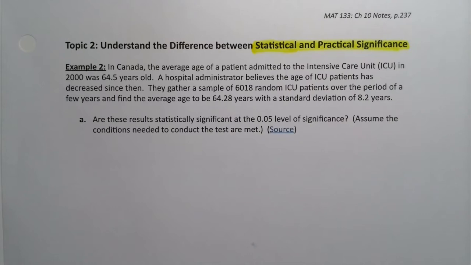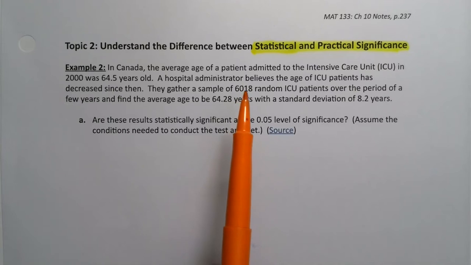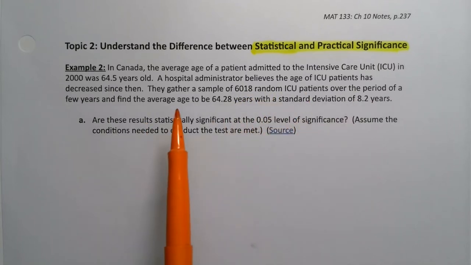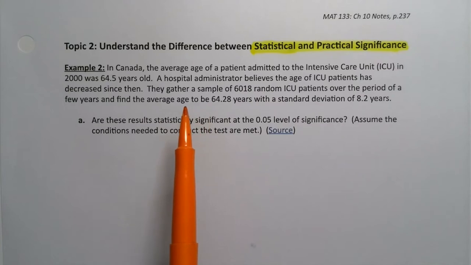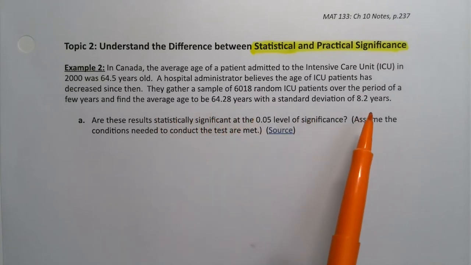All right, so in Canada, the average age of a patient admitted to the intensive care unit in 2000 was 64.5 years old. A hospital administrator believes that the age of ICU patients has decreased since then. They gather a sample of 6,018 random ICU patients over the period of a few years and find the average age to be 64.28 years with a standard deviation of 8.2 years. Are these results statistically significant at the 0.05 level of significance?